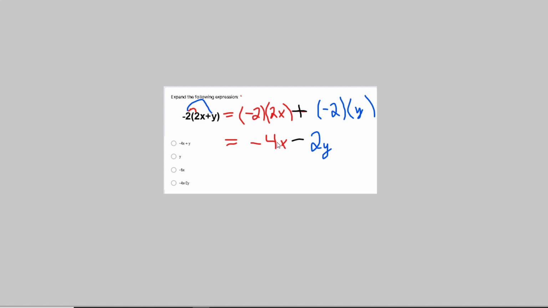Now, x and y, these are different variables, different letters, right? So that means that we can't combine these together. So our final answer is this. These are different terms. This would be like apples and pancakes. You're not going to subtract pancakes from apples. It doesn't make any sense. You can only subtract apples from apples. These are two different things, so you have to keep them separate.